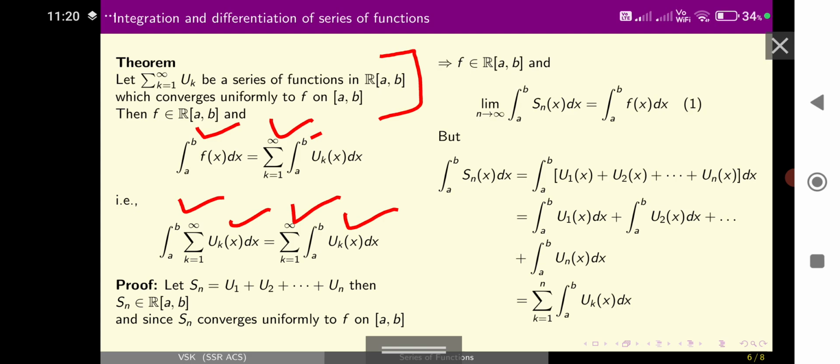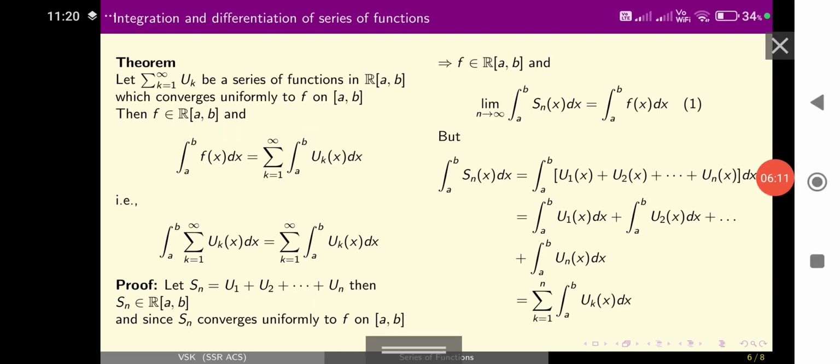So let us see the proof. Let Sn is equal to u1 plus u2 up to un. Then Sn is Riemann integrable. Why is this Riemann integrable? Because each uk is Riemann integrable. And Sn converges uniformly to f. How does this happen? Because we are given this series is uniformly convergent to f. So Sn converges uniformly to f. Therefore, f is also Riemann integrable.